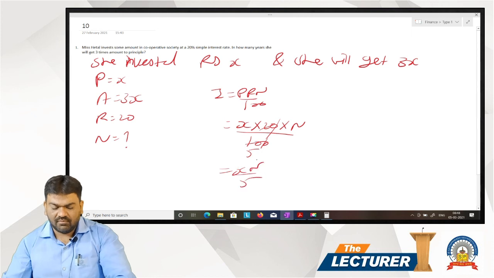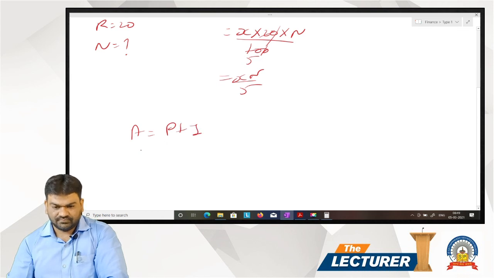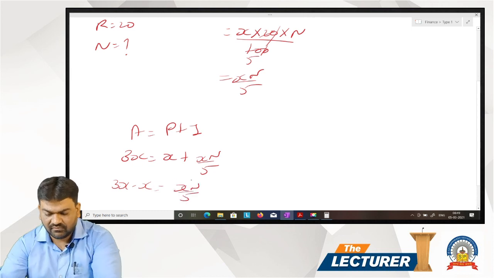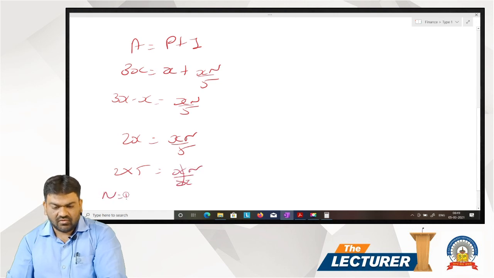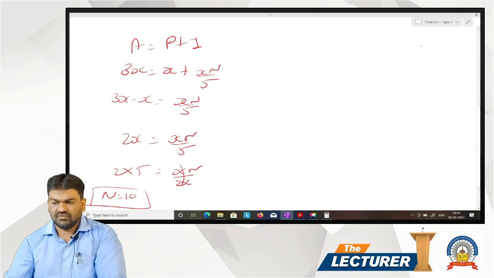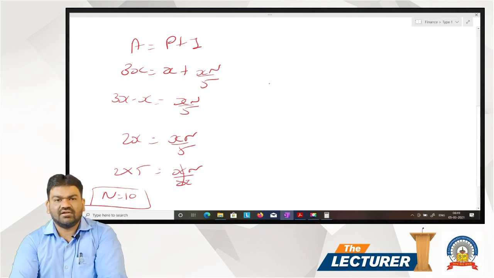So I is equal to xN divided by 5. A is equal to P plus I. A is equal to 3x is equal to x plus xN divided by 5. 3x minus x is equal to xN divided by 5. 2x is equal to xN divided by 5. 2 multiplied by 5 is equal to xN divided by x. So N is equal to 10. In 10 years, the amount will become triple. This is your answer. Here our type 1 is completed. In the next session we will start our next type. Thank you.